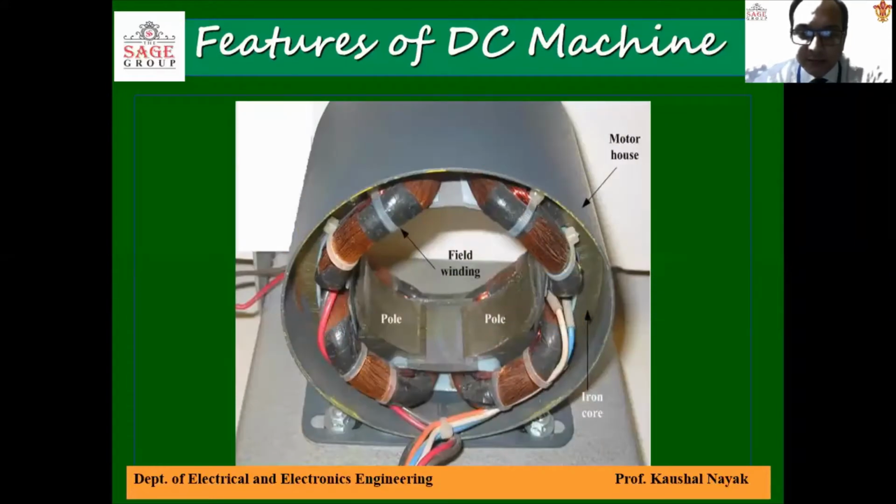It consists of electromagnetic poles, and the electromagnetic poles can further be divided into pole shoes, pole body and yoke. This is the structure responsible for the production of magnetic flux inside the machine. It is generally housed in a cylindrical cast iron structure, the detail of which we will see in the next slide.